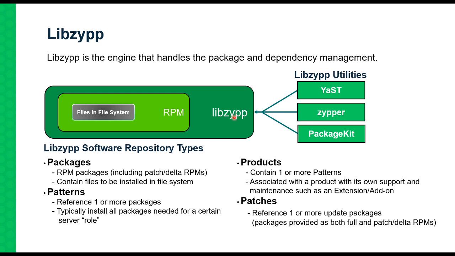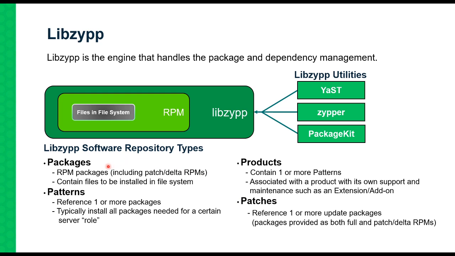So with libzip, we've got a few utilities which make use of the libzip engine. Some of the utilities are YaST, zypper, and PackageKit. PackageKit you can install afterwards, and it's not natively installed on SLES. Then the libzip software repository types are packages, patterns, products, and patches. We will be looking at them a little later again.